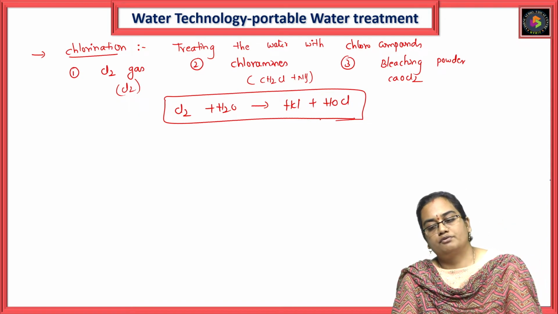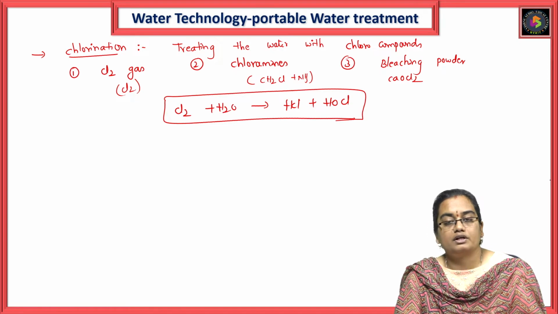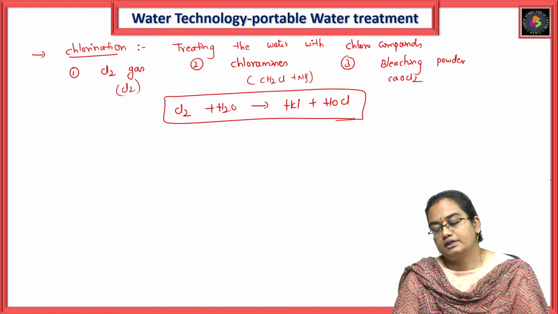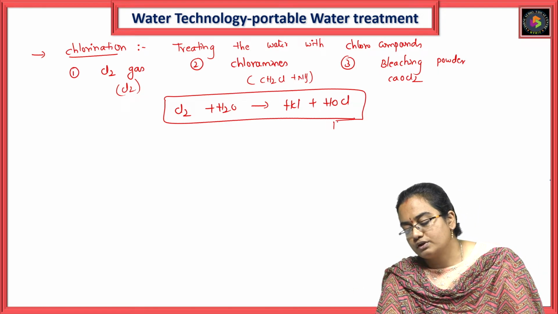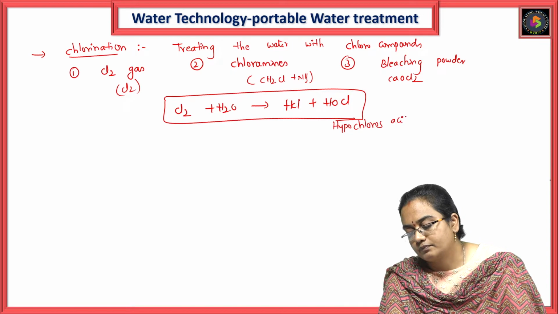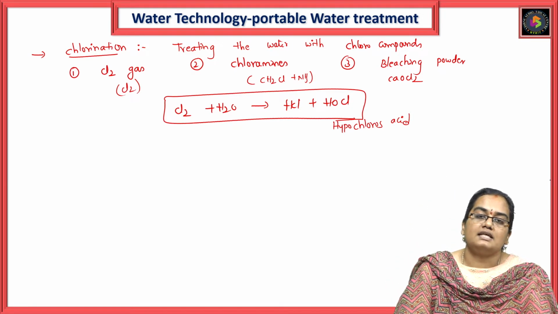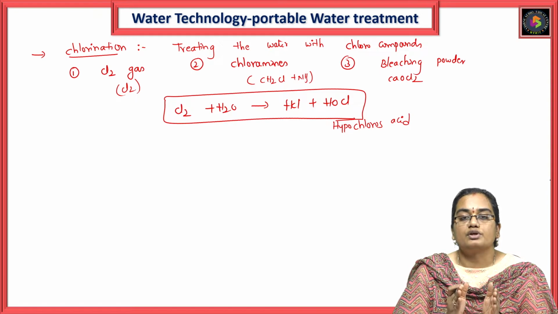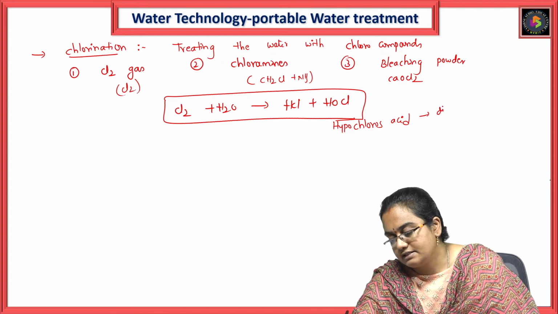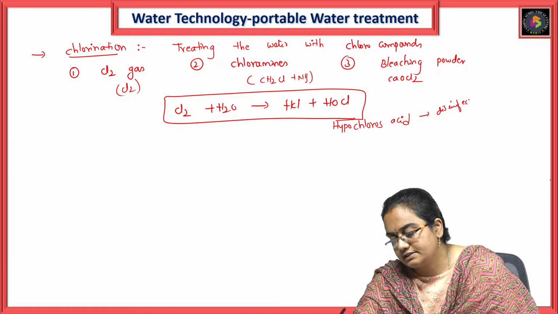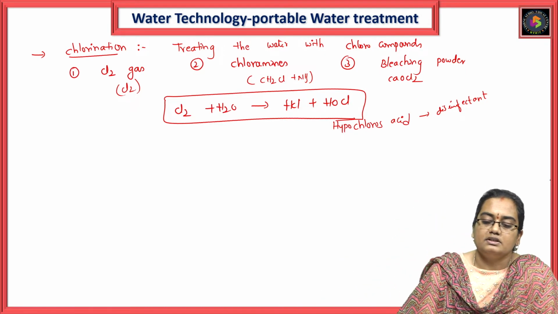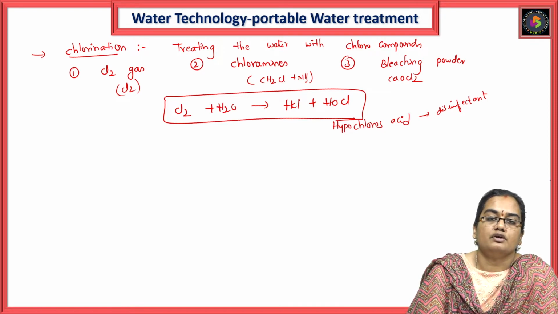If you take bleaching powder, chloramines, or chlorine gas, the final output is chlorine reacts with water to form HCl, that is hydrochloric acid, and hypochlorous acid. This hypochlorous acid is the main disinfectant to kill pathogenic organisms. So this is the best treatment to sterilize your municipal water.